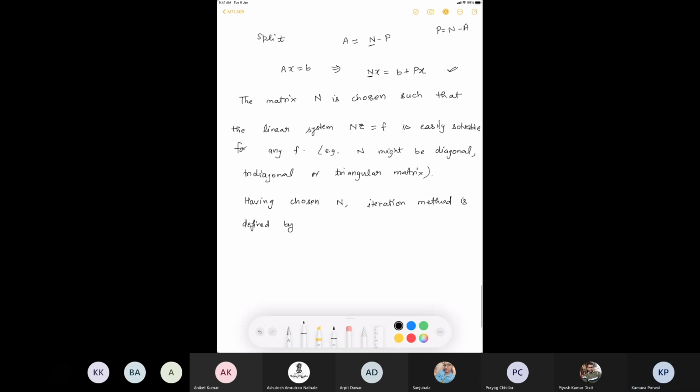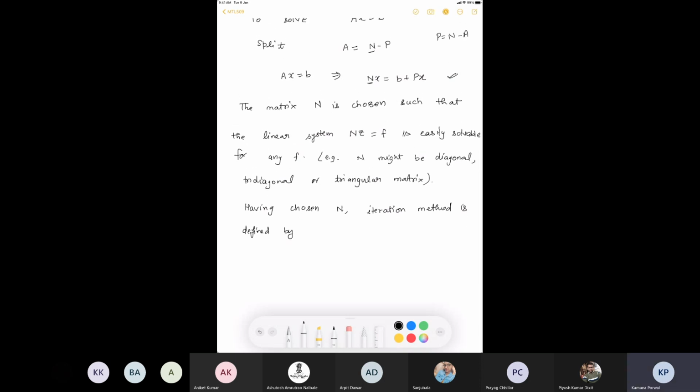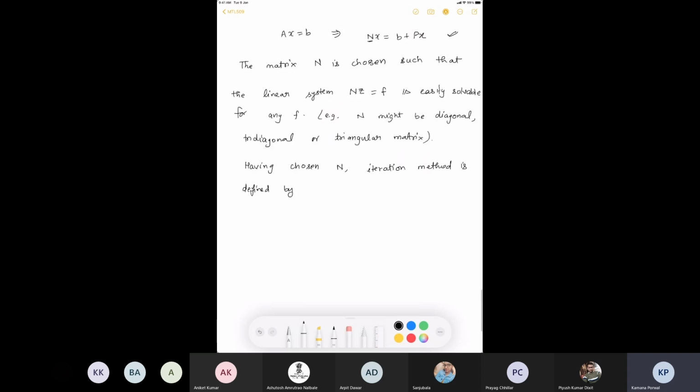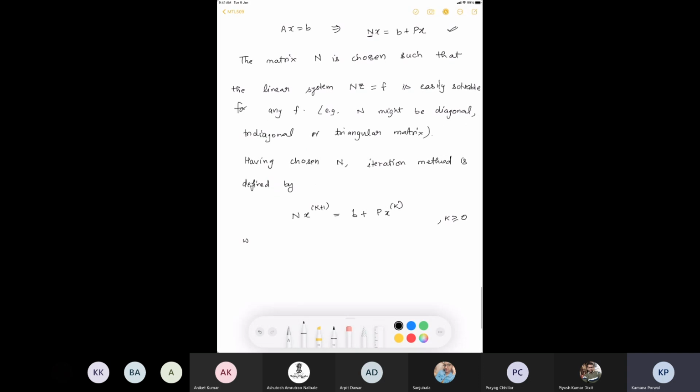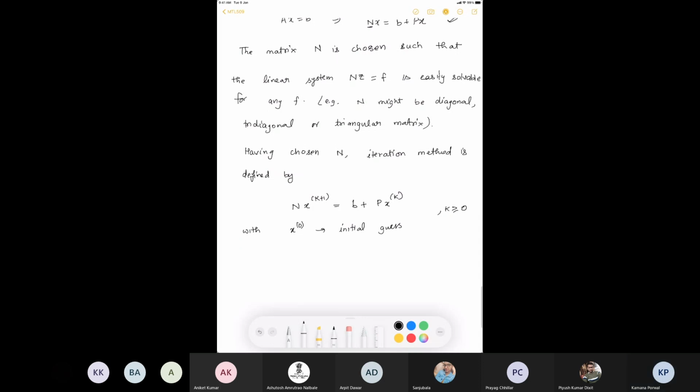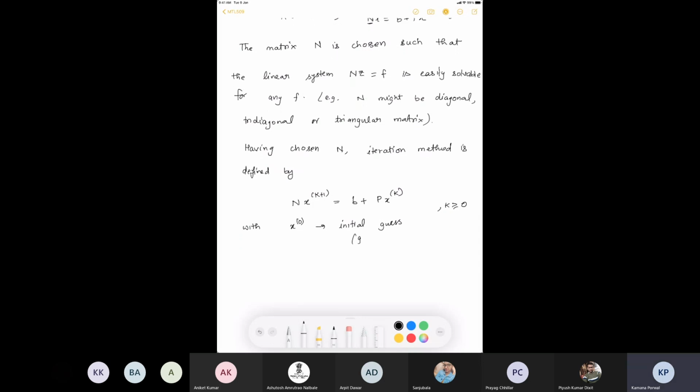So, knowing x_k, the kth iterate, I want to find the (k+1)th iterate. So I'm going to find the (k+1)th iterate by this equation. And here, k is greater than or equal to 0, and x_0 is the initial guess, which means that this is a given vector.